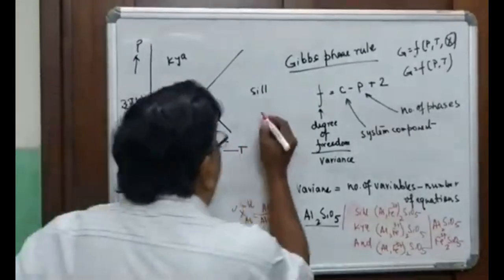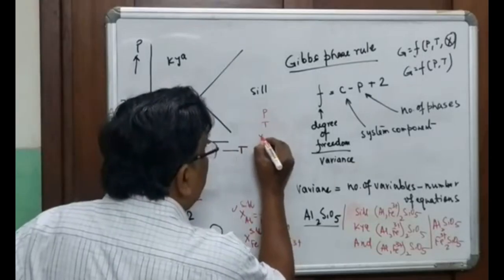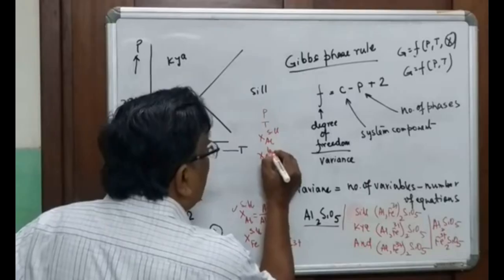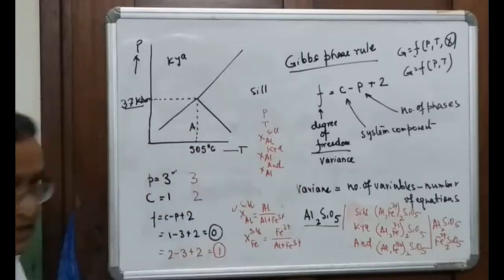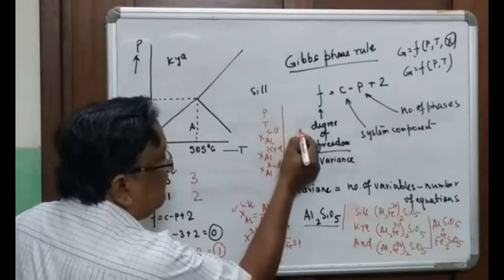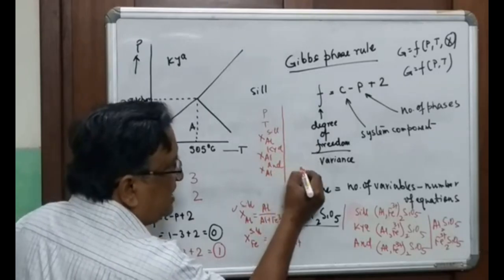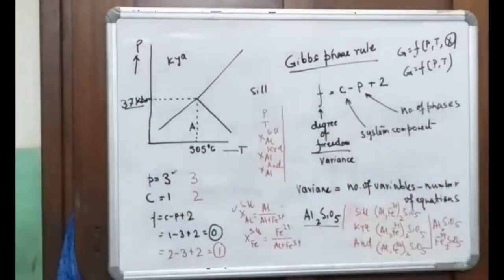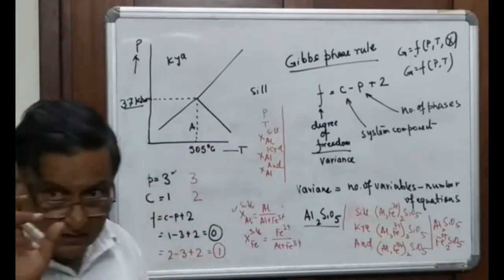So in this system, how many variables do you have? Pressure, temperature, X-aluminium sillimanite, X-aluminium kyanite, X-aluminium andalusite. There you go. You have 5 variables. Remember, this is 1 minus XFe sillimanite, this is 1 minus XFe kyanite, and this is 1 minus XFe andalusite. So you have 5 variables. Have you understood? It says that you have 5 variables, not 1.